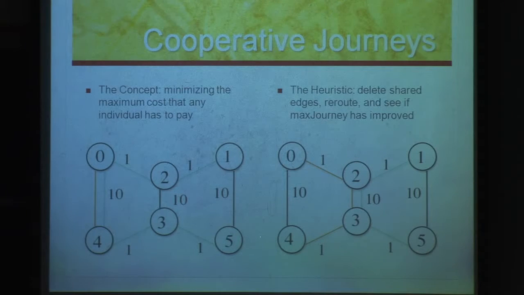If the edge is shared, if there's more than one journey on it, it momentarily deletes the edge. Then it reroutes the journeys that formerly used the edge. If the maximum journey cost has improved, so if the maximum cost that any individual journey pays goes down, then it keeps that formation, otherwise it goes back to the way it was before.